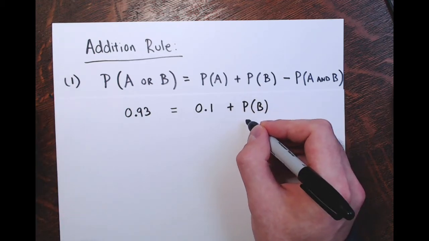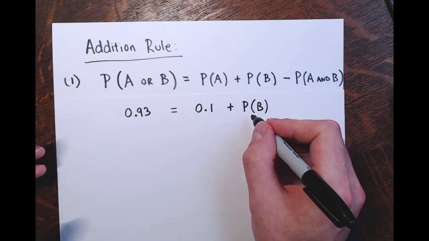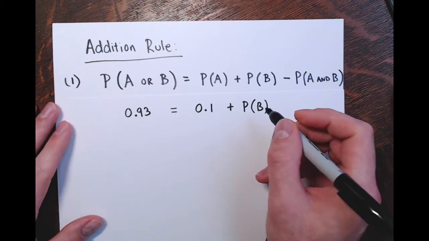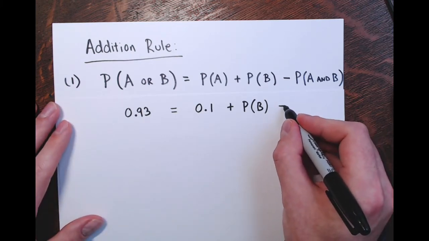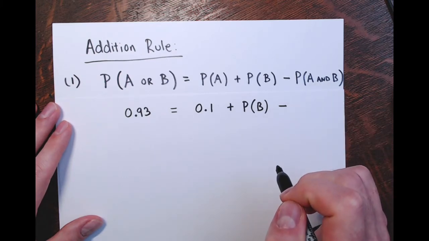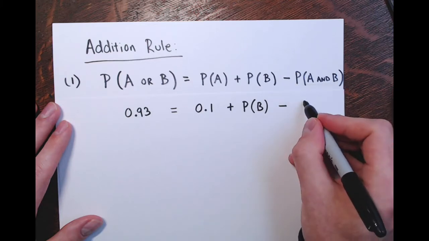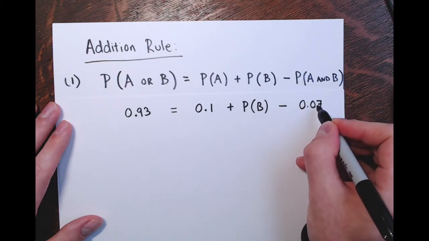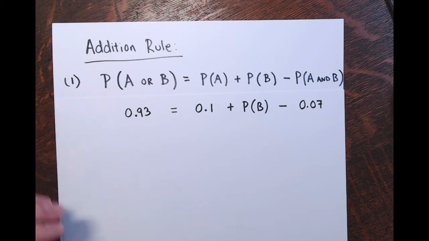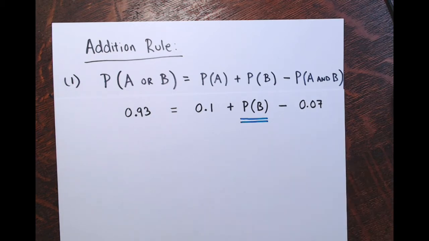That's unknown. I can call it X or something, or just leave it like this. This is the unknown. I'm going to be doing a little algebra here, just solving for this in a minute. Then minus the probability that both issues occur at the same time in one of these cars. The probability of A and B was 7%, 0.07. Then I'm taking this and simply solving for the probability of B.